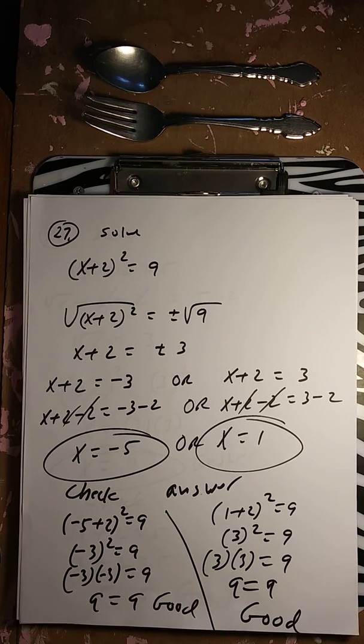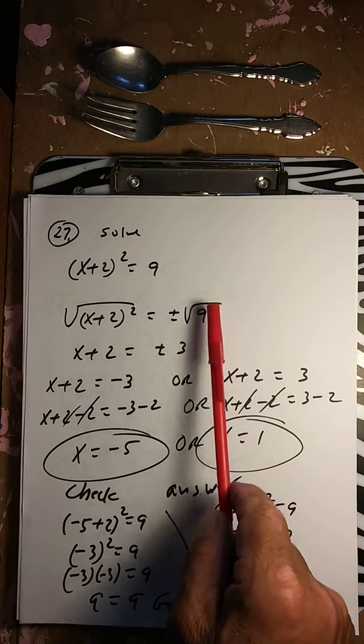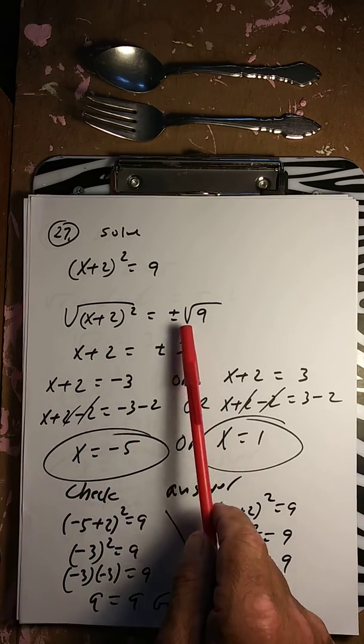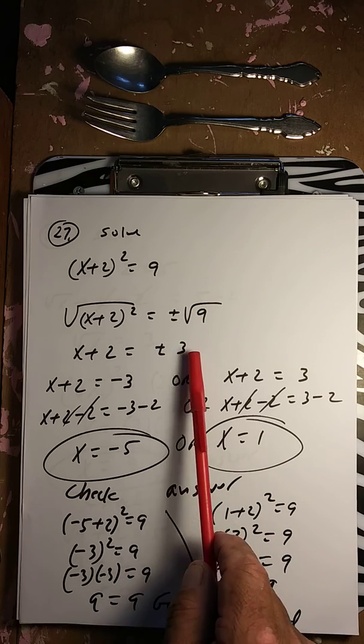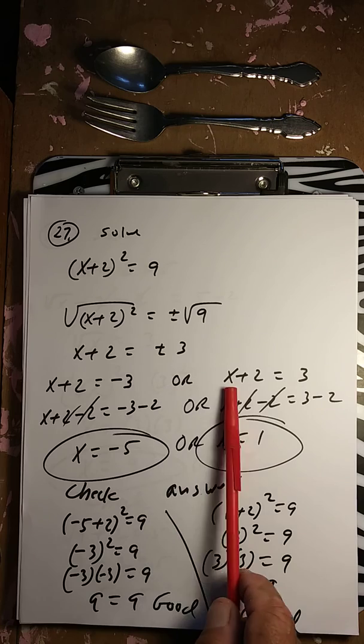Solve this. (x + 2) squared equals 9. So take the square root of both sides, left side and right side. The square root of (x + 2) squared is x + 2, and the square root of 9 is plus or minus 3. So x + 2 equals negative 3, or x + 2 equals 3.